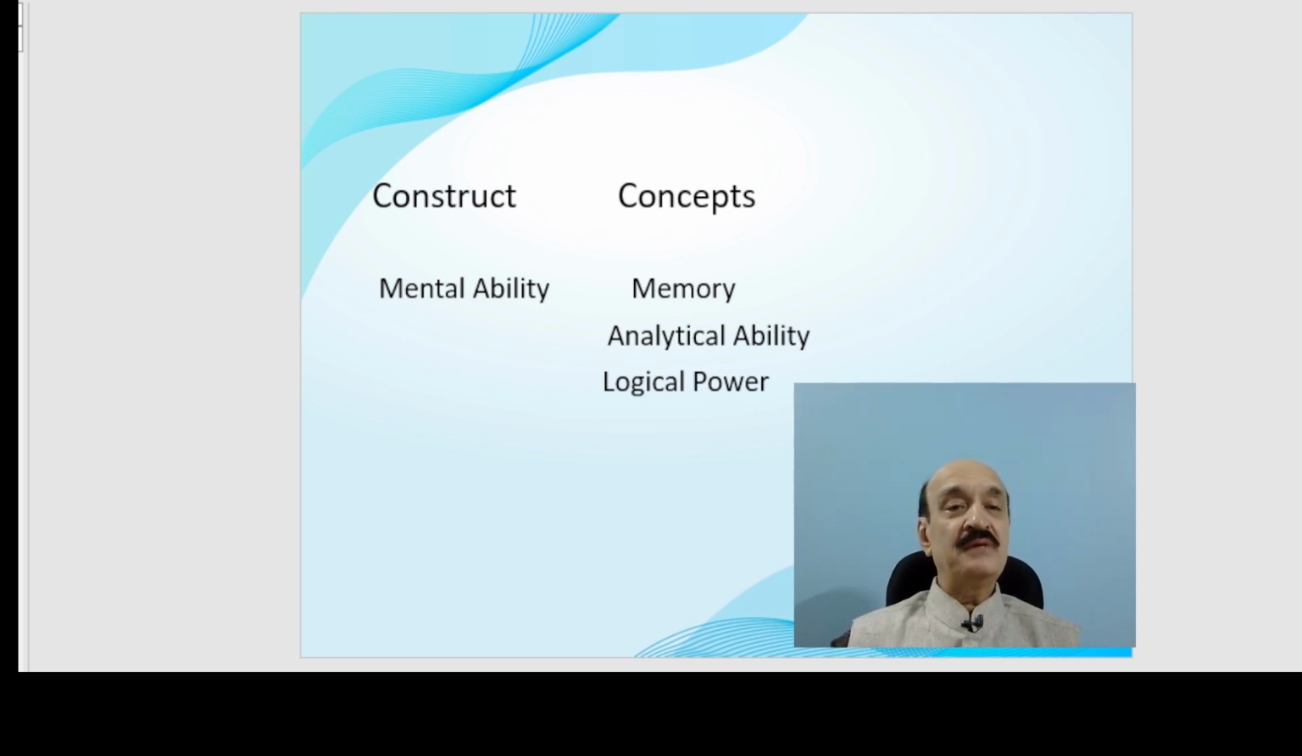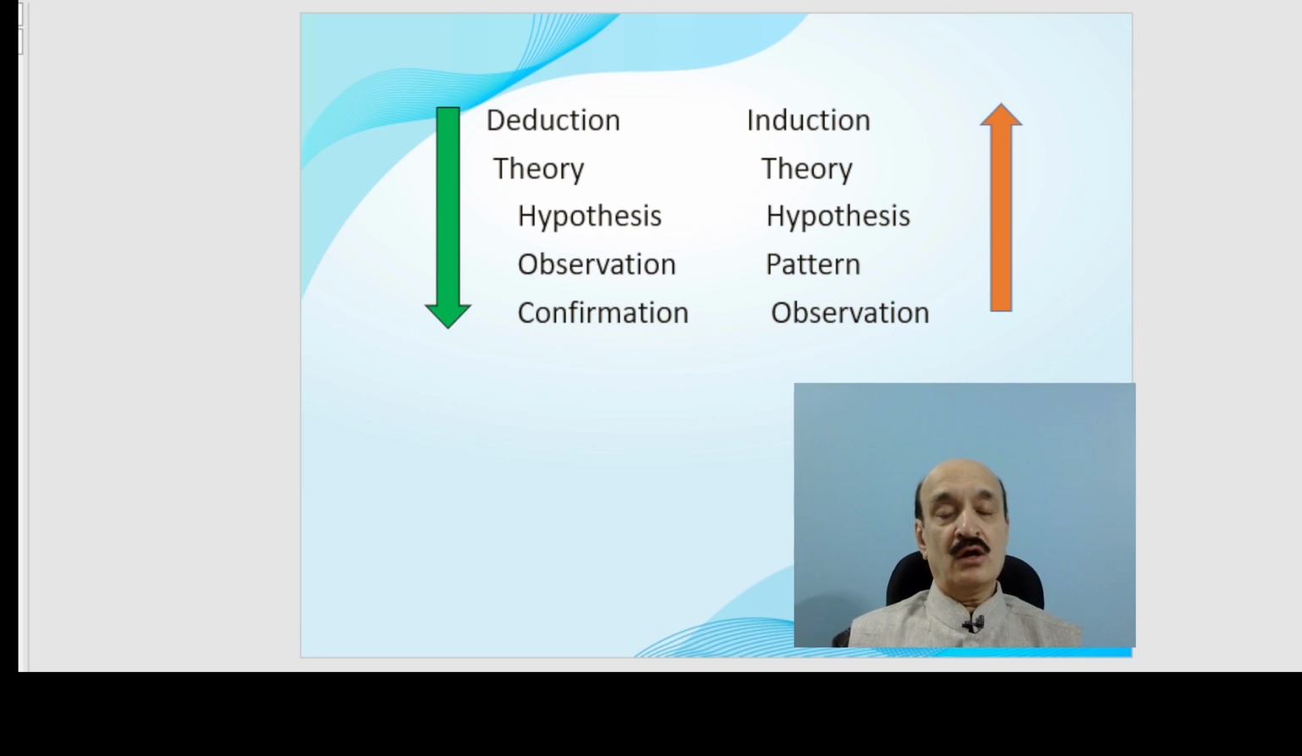Having understood the basic concepts of concepts and constructs, now let's further get into the two basic approaches towards the research. One approach is called the deductive approach, and the other approach is called the inductive approach. Now, as shown in this slide, let's first understand the word deduction. Deduction comes from deduce. Deduce means to conclude something. So, in deduction, there should always exist a theory. Anywhere on the earth, the theory should be existing.